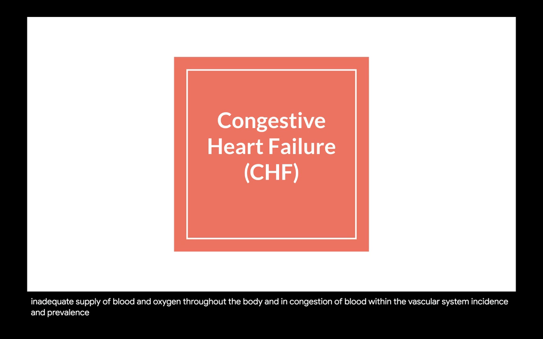Incidence and prevalence. Most common cause of death in the United States. Prevalence is 5.1 million persons. Incidence is 400,000 cases each year. Incidence of 5% occurs in persons under age 40.